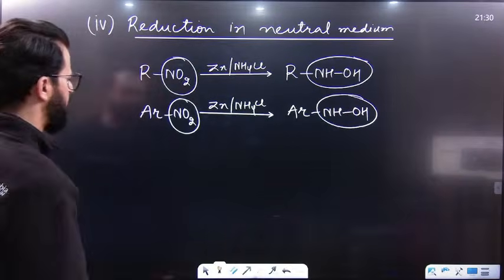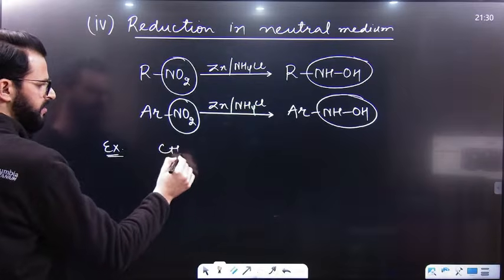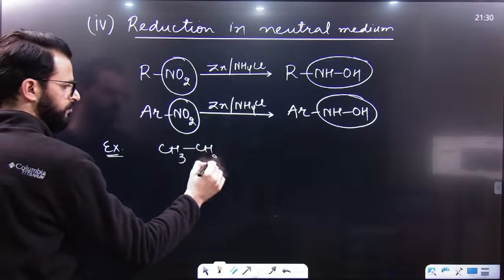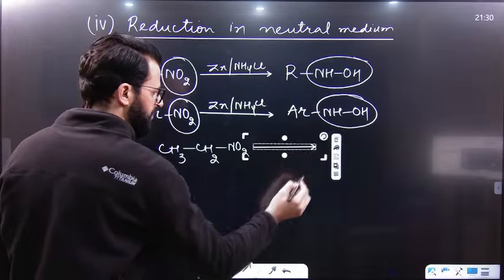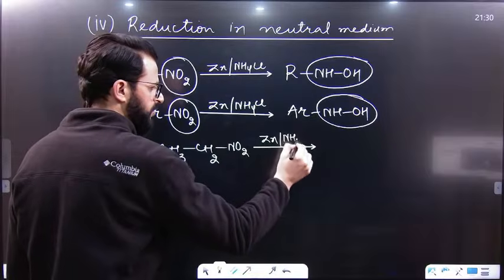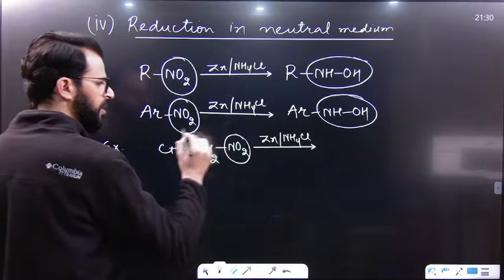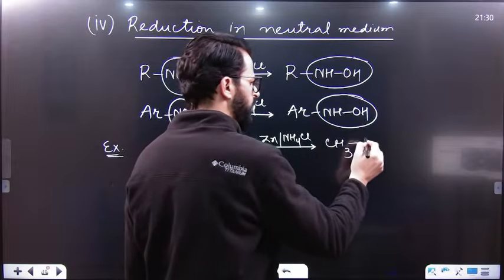For example, if I write down CH3CH2NO2 in presence of zinc and ammonium chloride, that means in neutral medium, what will be the product? Very, very easy reaction. Convert NO2 into NHOH. That means the product formation will be like this.